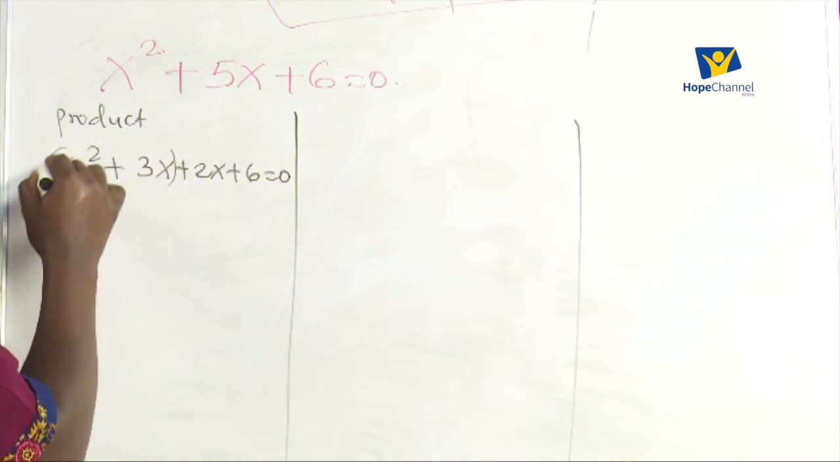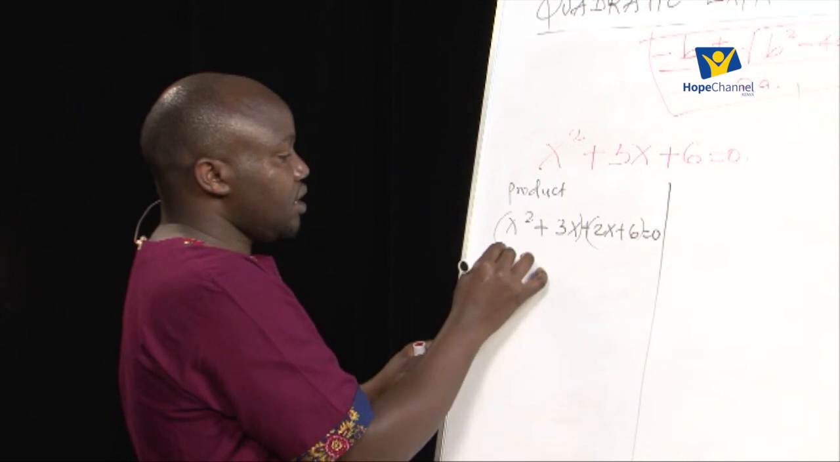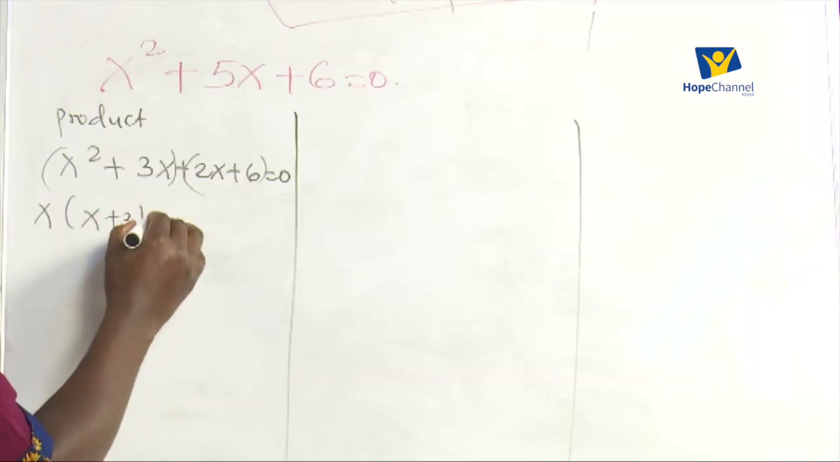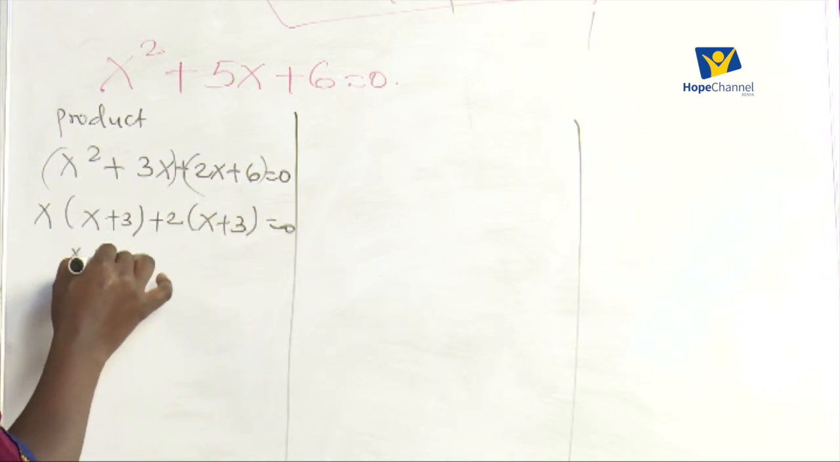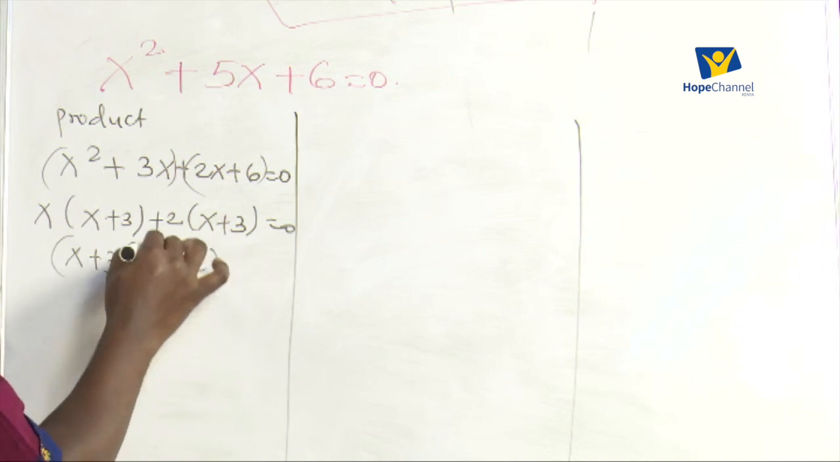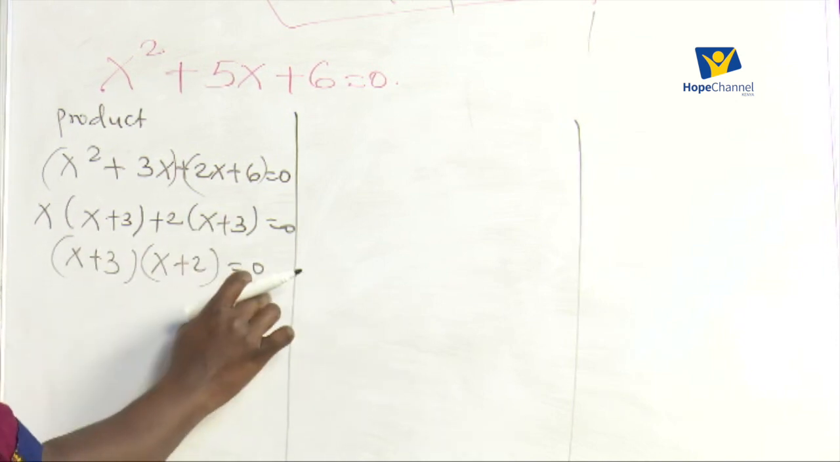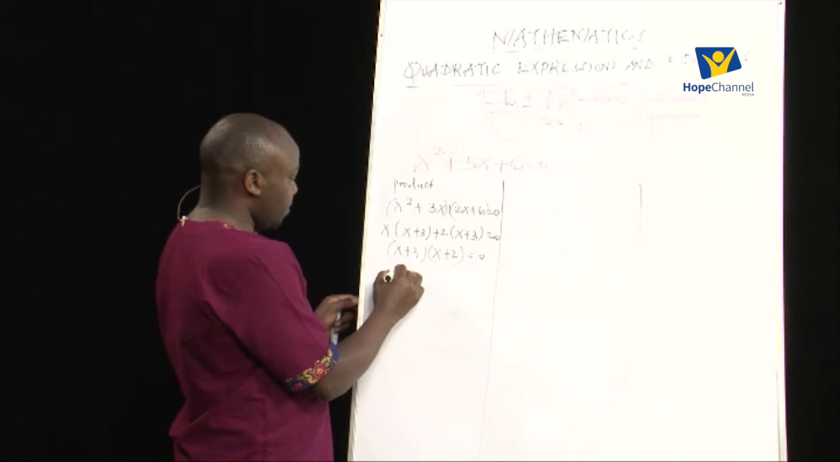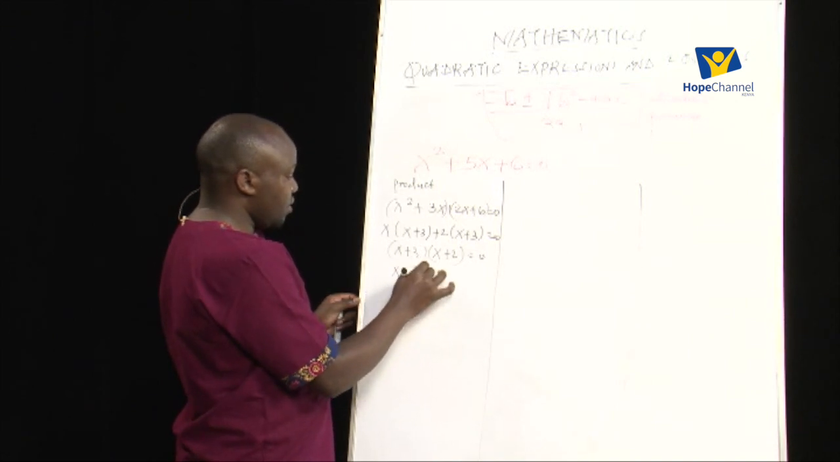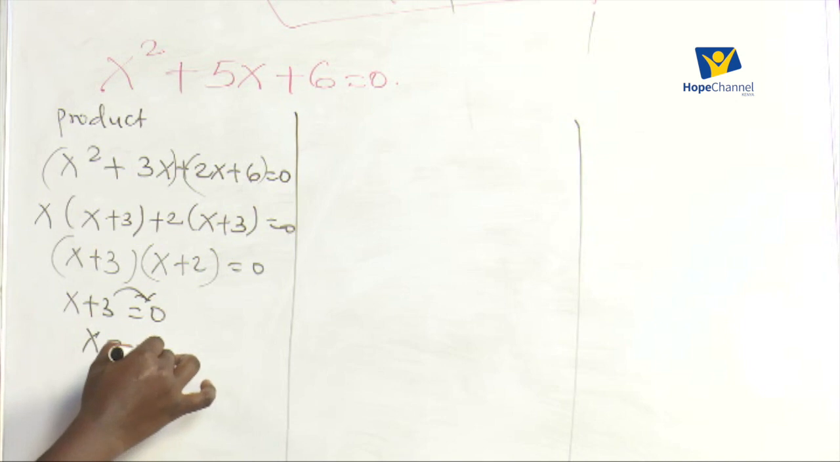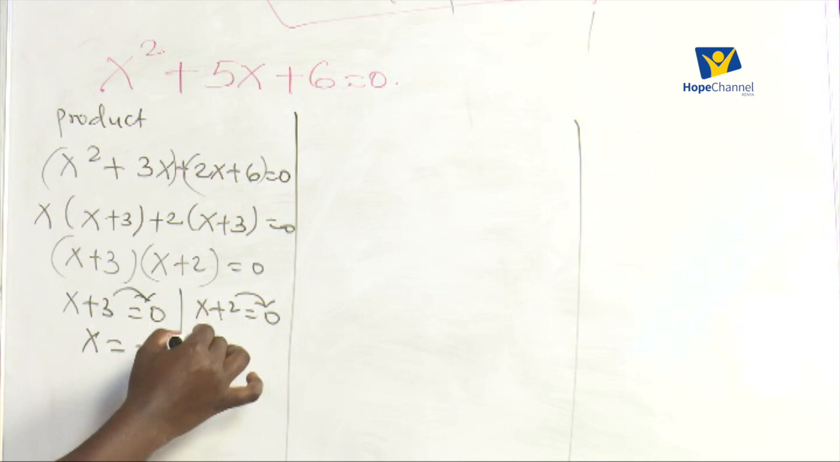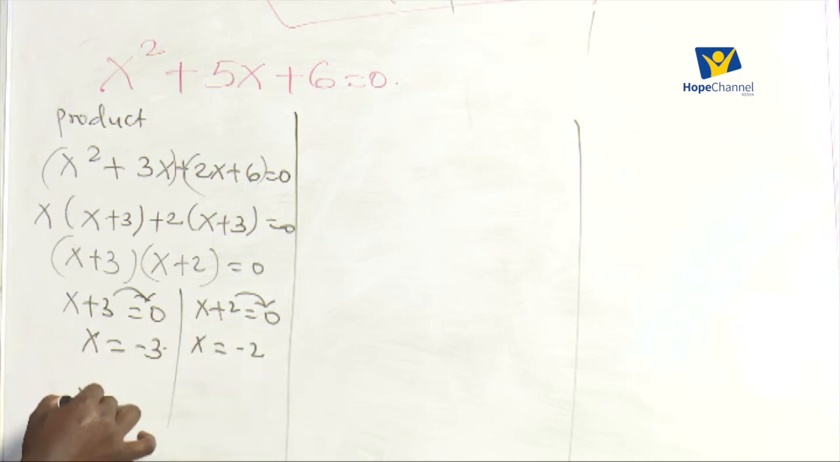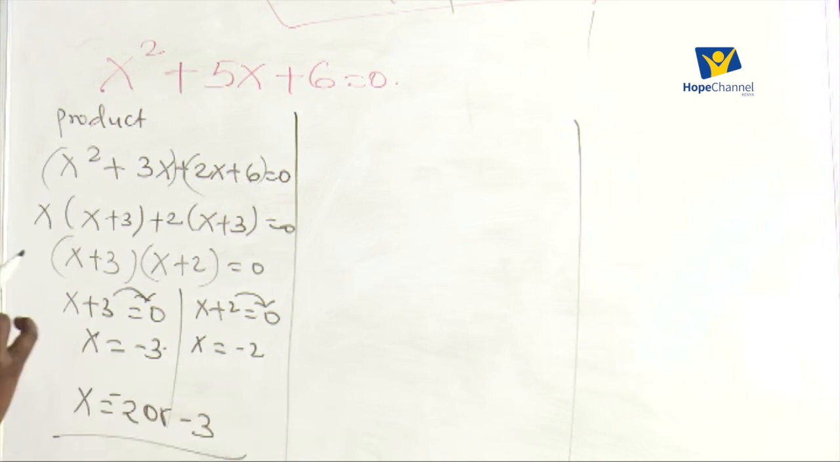So I factorize. I'm going to have x into x plus 3, plus 2 into x plus 3, is equal to 0. Therefore I'm going to have x plus 3 and x plus 2 is equal to 0. Then equate each bracket to 0. So x plus 3 is equal to 0, so on the other side x is equal to negative 3. And x plus 2 is equal to 0, the other side of the equal sign becomes a negative, so x is equal to negative 2. So my x is negative 3 or negative 2, using the product sum rule.